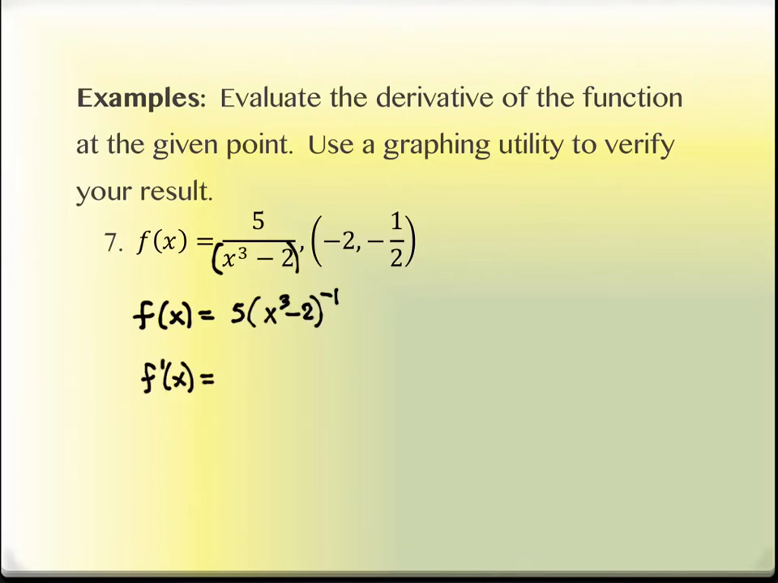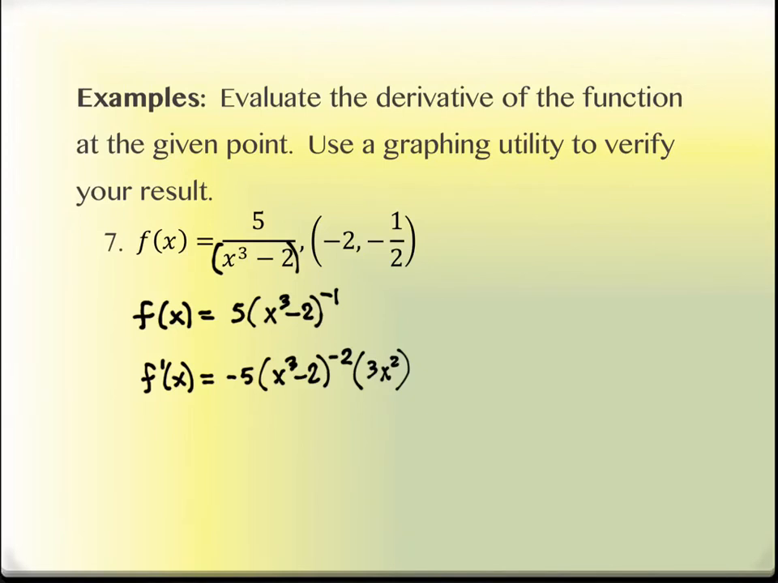Okay, so the chain rule says my outside function is the negative 1 part. So I take the negative 1 down in front. So I've got negative 5. I rewrite the inside. And what is my new exponent? Negative 2. And then I need the derivative of the inside. So what's the derivative of x cubed minus 2? 3x squared. Okay, so for the purposes of the gateway, if we were just finding the derivative, we would be done. That'd be fine.